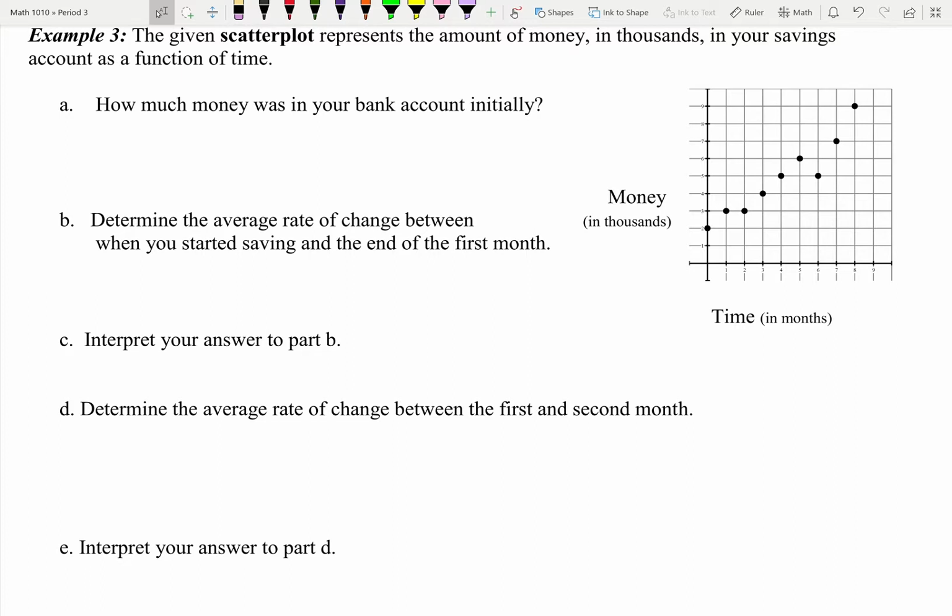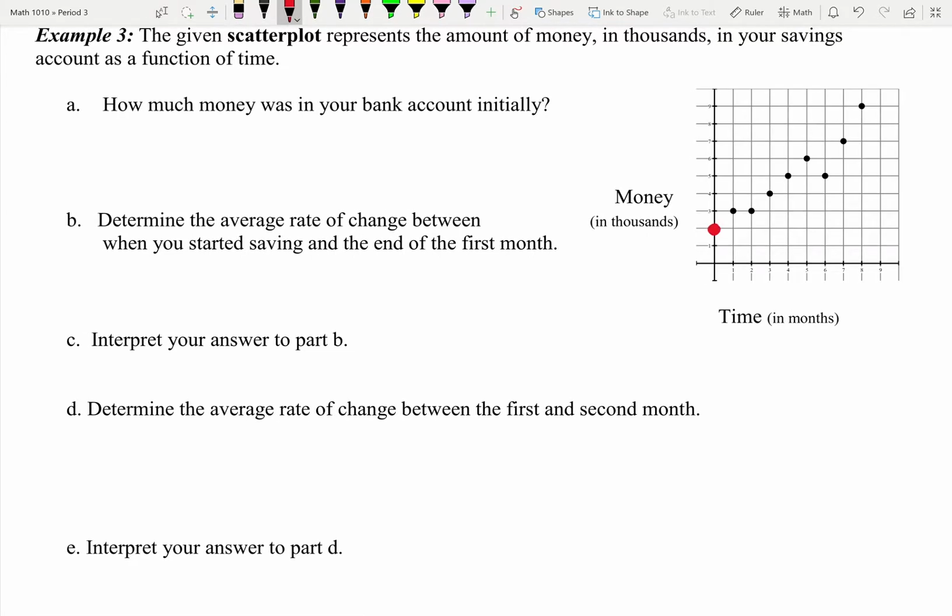How much time has passed when we begin? Tell me. How much time has passed when we begin? No time, right? Where is that initial place? Right there. That was a 2. 2 what? 2,000, and everything has to have a label. What's my label? A dollar sign. Does a dollar sign go after? That's silly. It goes before. $2,000. Who knew it was $2,000? Great.